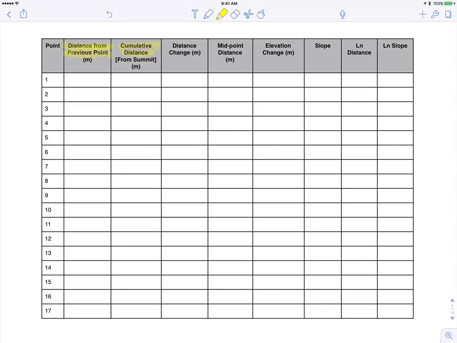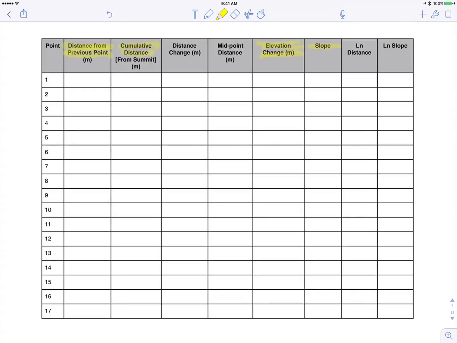And then the elevation change will be the change in elevation from the start of the line segment to the bottom of the line segment. With that, knowing the elevation change and the distance change, we can then determine the slope.